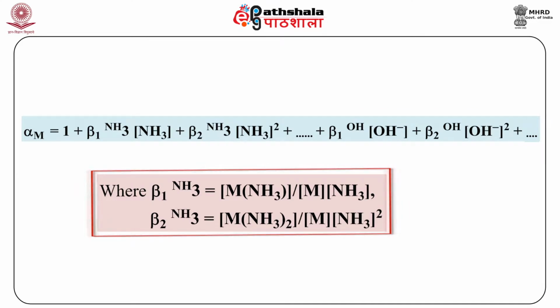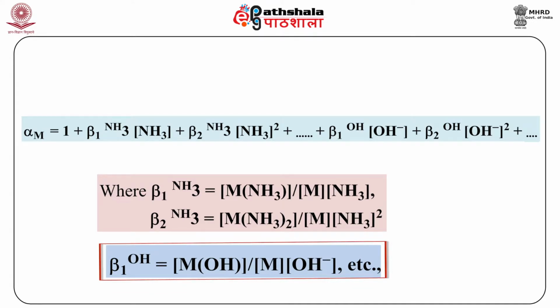Here beta 1 for NH3 is equal to the concentration of metal ammonia complex divided by the product of the concentration of metal M and ammonia NH3. Beta 2 for NH3 is equal to the concentration of M(NH3)2 divided by the concentration of metal and the concentration of ammonia raised to the power 2. Now here beta 1 for hydroxide is equal to the concentration of MOH divided by the product of the concentration of metal M and hydroxide anion.